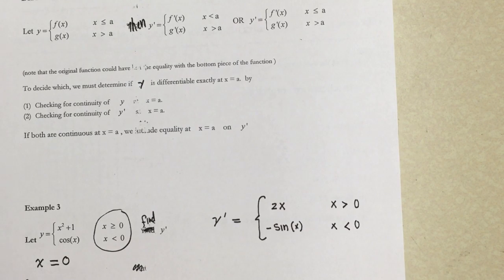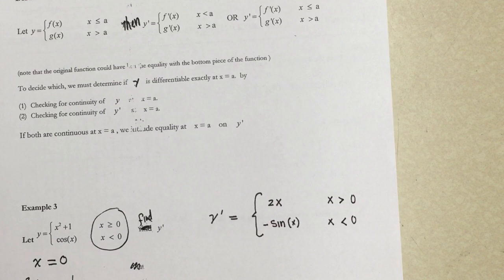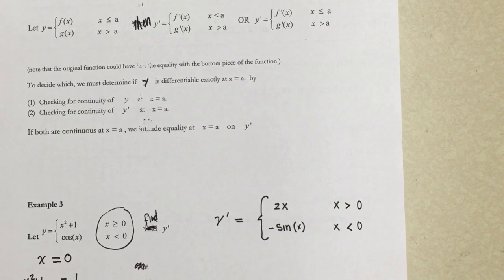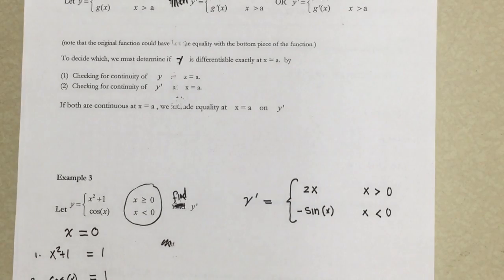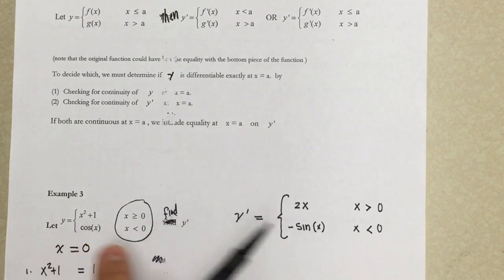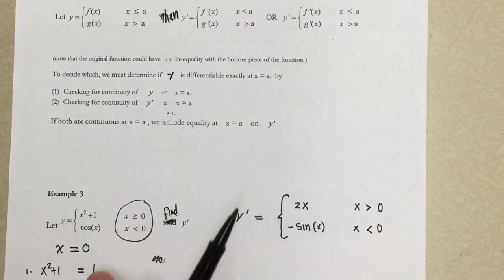If I plug 0 into this first piece right here, I'm going to get 1, okay? And if I plug 0 into my cosine function here, cosine of 0 is also 1. So we can conclude that the original function is continuous at 0 because it takes on the same value, okay?